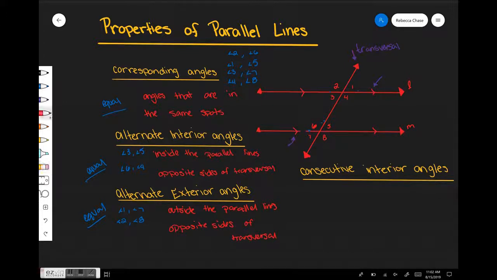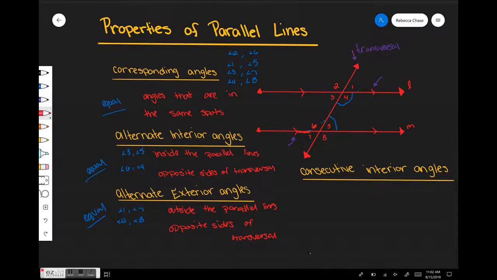And then the last one that we have, this one's a little tricky just because it's the only one that's not equal. All of these theorems tell us that the angles are equal except for the consecutive interior. When we talk about numbers being consecutive, that means they come one right after each other. Interior means it has to be on the inside, but consecutive means it's going to have to be on the same side.